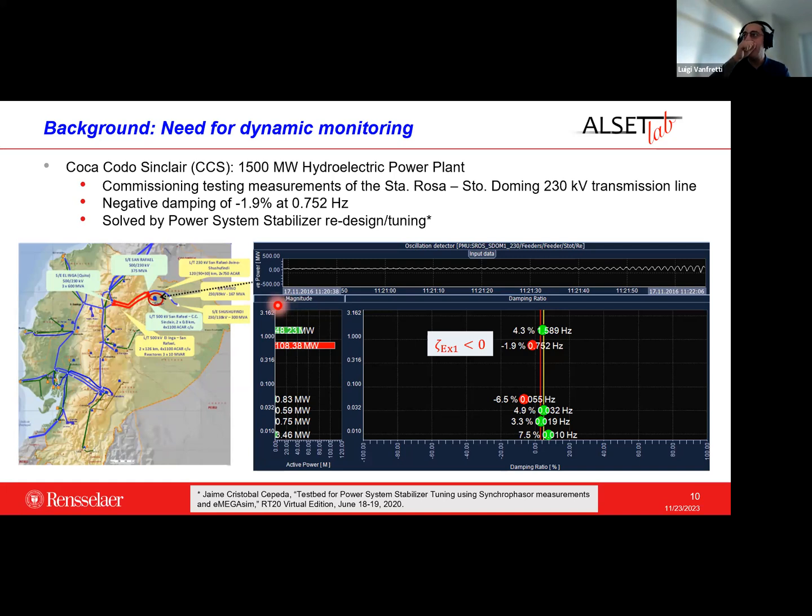So effectively, the problem was that they were installing a power system stabilizer, something that we are playing around with Javier a lot, but the control parameters were not set correctly. So when they commissioned the plant, when they connected it to the grid, it started oscillating. Now the problem is that it's a very large power plant, especially for that system. So having the plant start to oscillate can create a lot of problems. So they had to turn it off, redesign or retune the stabilizers to be able to operate the plant.